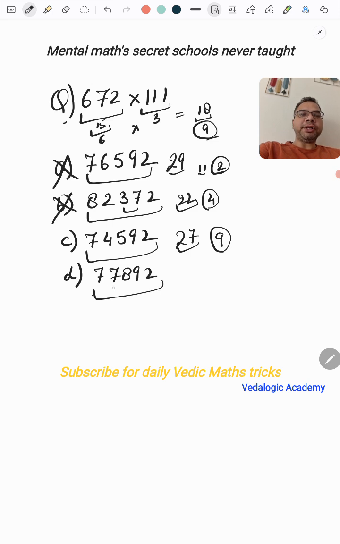7 plus 7 is 14. 14 plus 8 is 22. 22 plus 9 is 31. 31 plus 2 is 33. It is again a double digit, so the answer is 6, and it cannot be a solution because the sum has to be 9. So we can say, since only one of the options has the same digit sum, C is the answer.